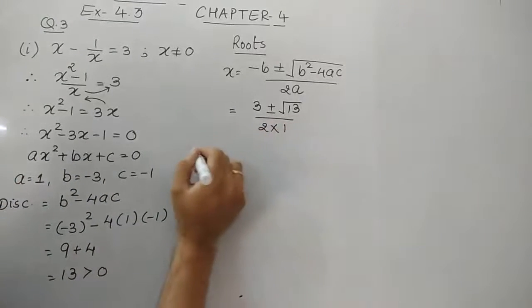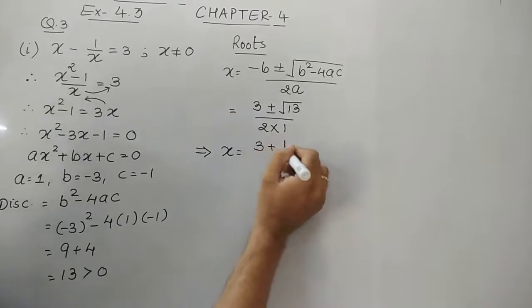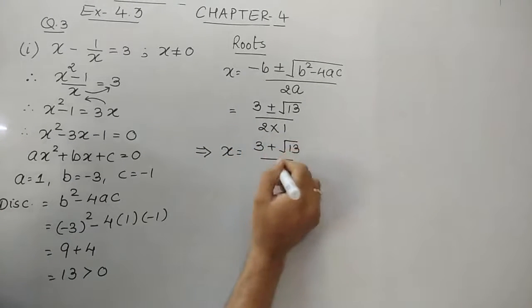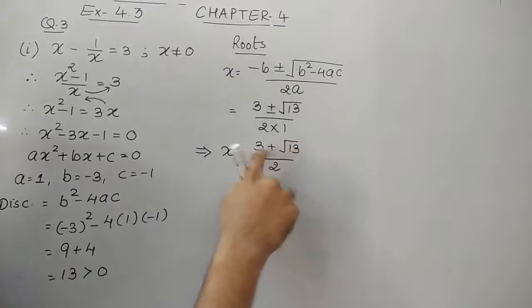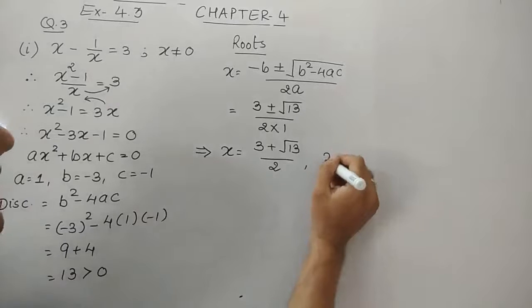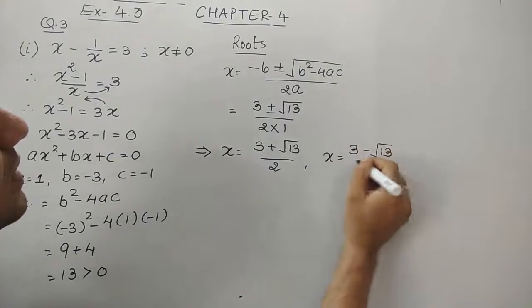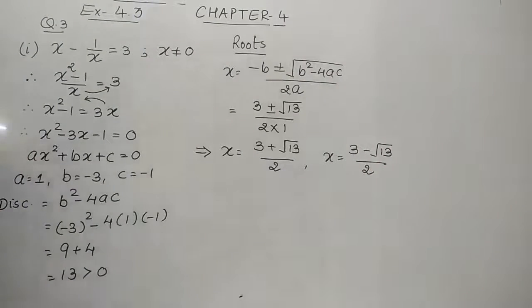So there are two possible values we obtain here. One x is 3 plus root 13 upon 2. This is one value. We can see the numerator is irrational, which cannot be simplified. And one value is 3 minus root 13 upon 2. This is the other value. So we can say that these are the two required roots of this quadratic equation.